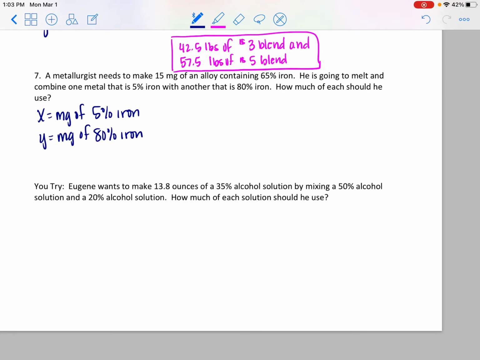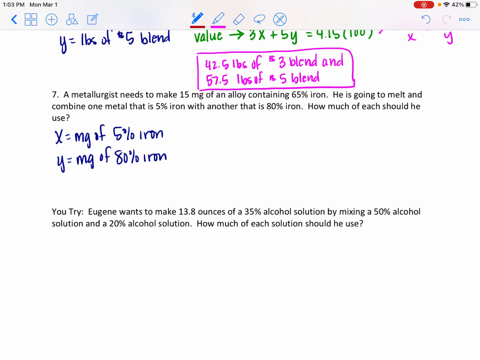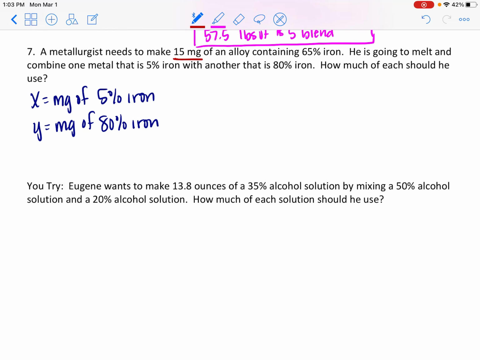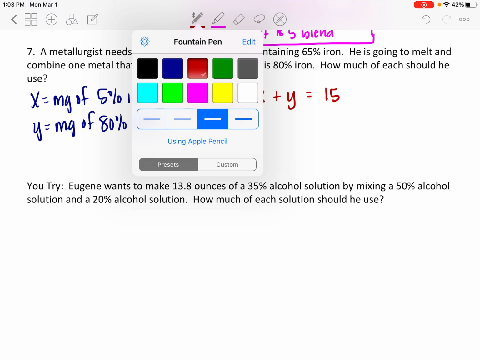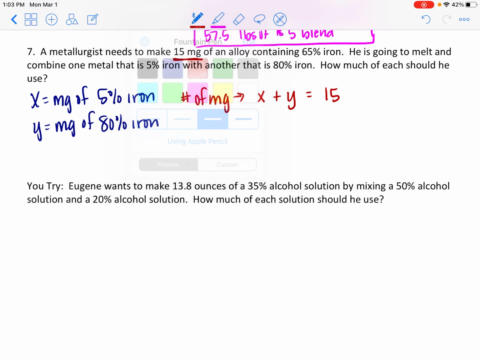Alright, so one equation, just like before, is going to be for the total number of milligrams. There's going to be X milligrams of 5% iron plus Y milligrams of 80% iron, and 15 milligrams total. And the other equation, again, just like the Starbucks problem, is going to have to put all the percents together. The 65%, the 5%, the 80%. So let's put the percents together.